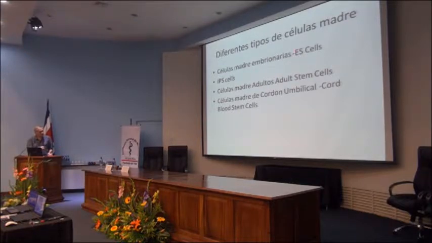So I divided the talk into 4 different categories. There are embryonic stem cells, iPS cells, which I don't know how to translate in Spanish, induced pluripotent stem cells. There are the adult stem cells, and perhaps a little bit different category are the cells that are derived from cord blood that we typically think of as hematopoietic progenitors, but that may be a little bit more complicated.